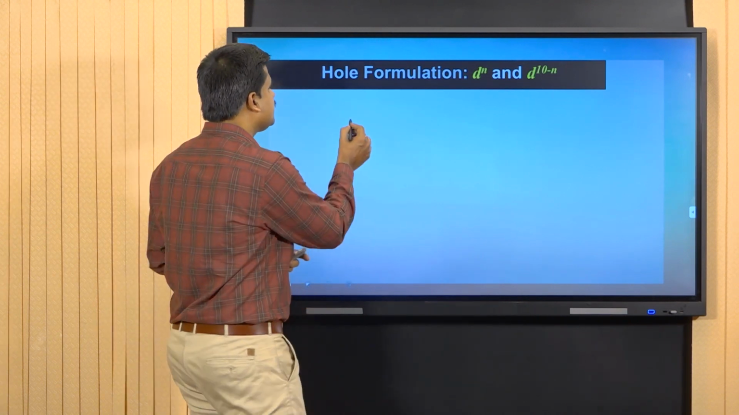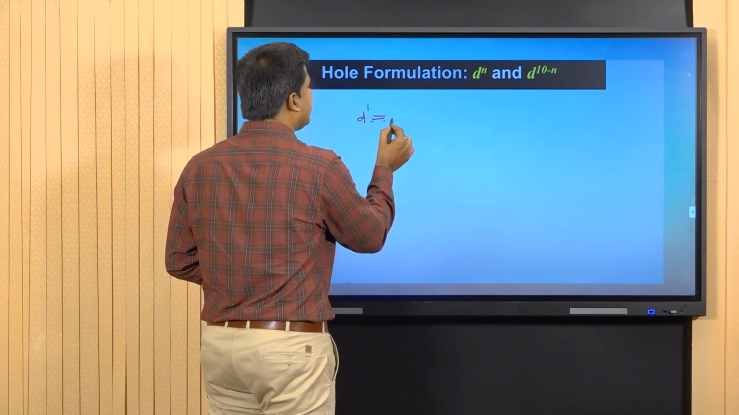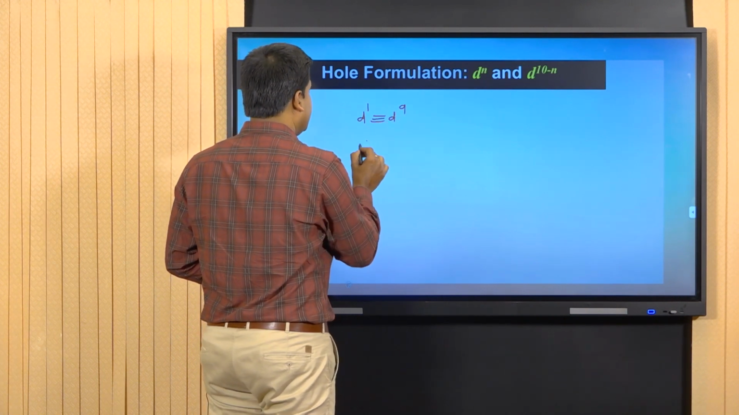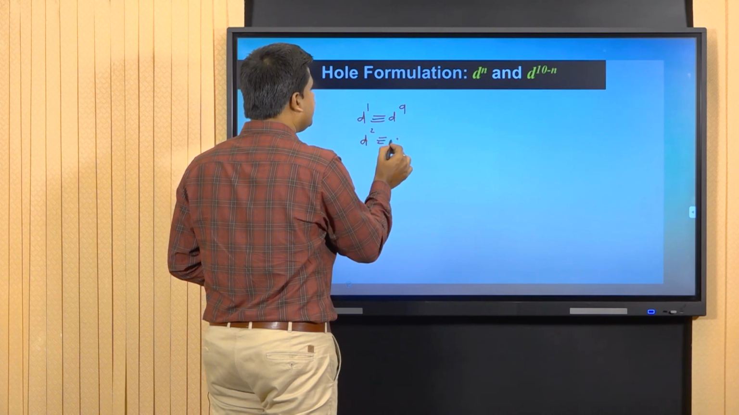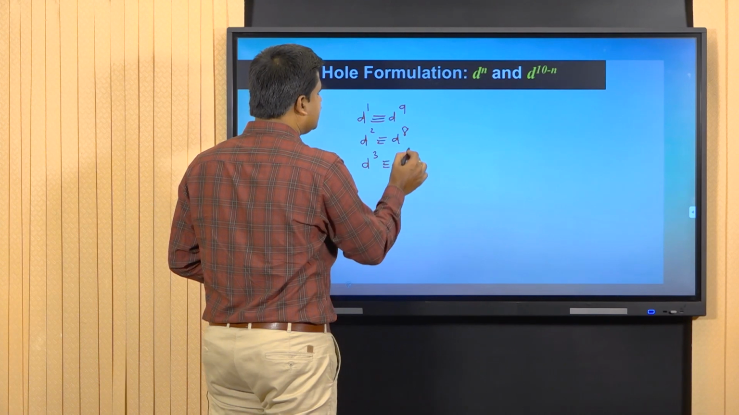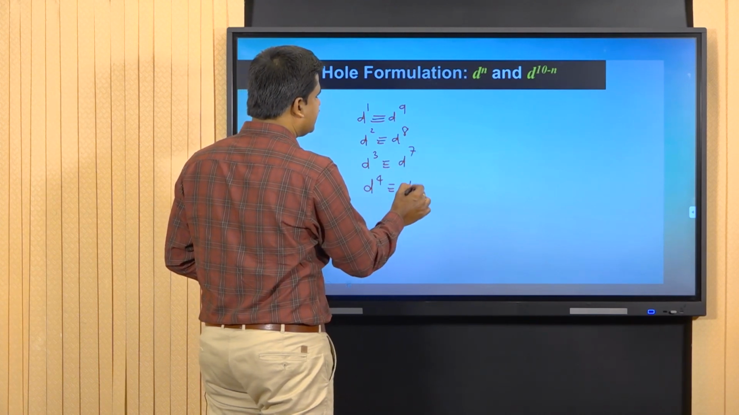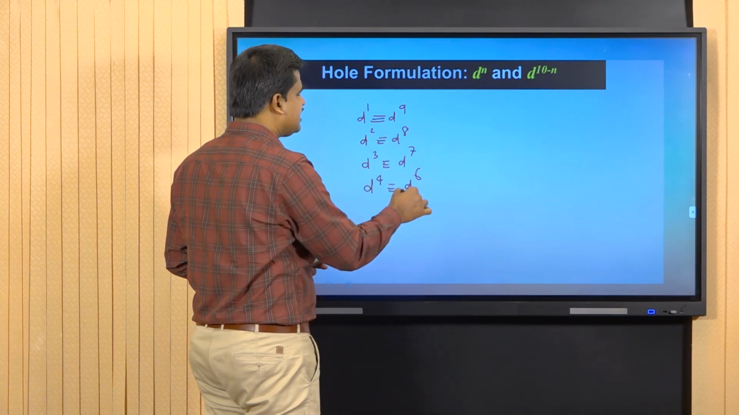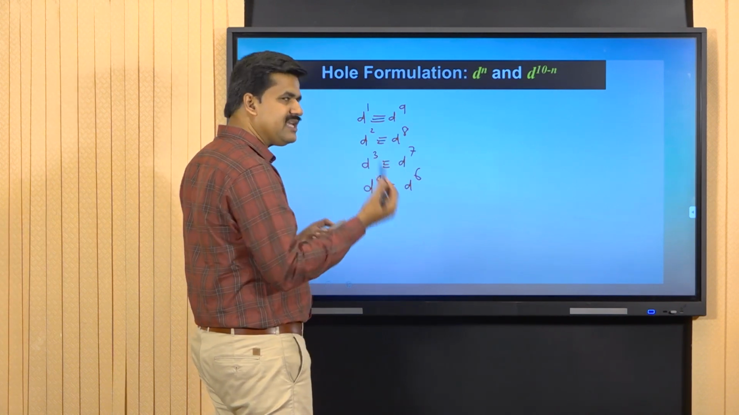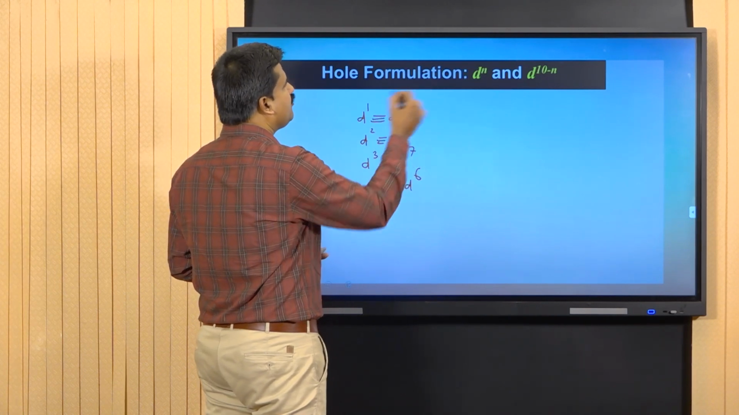We can apply hole formulation in configurations ranging from d1 to d10. This is the arrangement. For d1, the arrangement is equivalent with d9. d2 is equivalent with d8. d3 is equivalent with d7. d4 is equivalent with d6, and d5 is equivalent to d5 itself. This happened due to hole formulation.